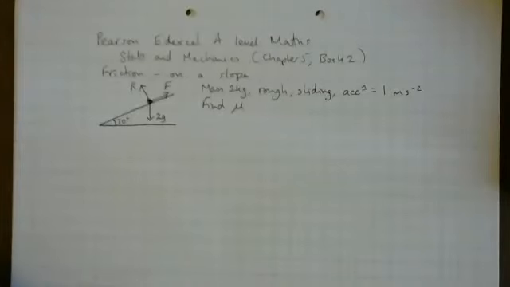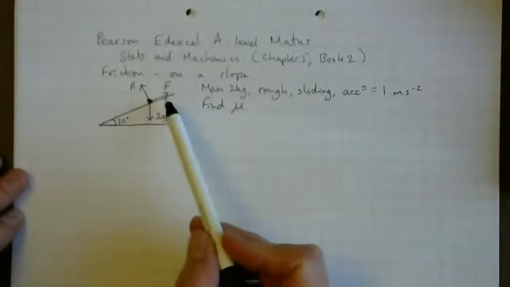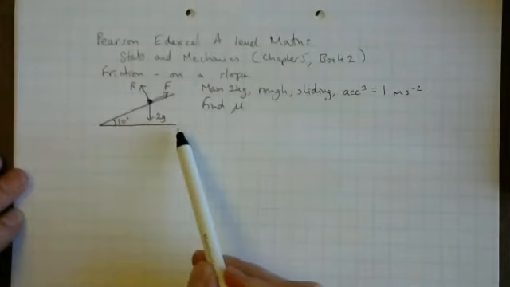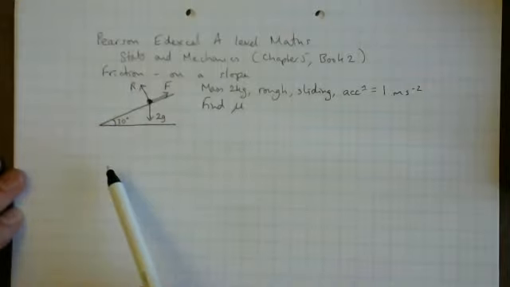Okay, this is Pearson Edexcel A Level Maths, Stats and Mechanics. We're doing friction on a slope. The information they give us straight away is the slope is at 30 degrees. When you draw a slope, make sure the slope is about right. 30 degrees is a small angle, so draw it as a small angle.